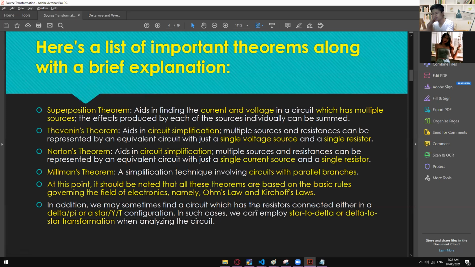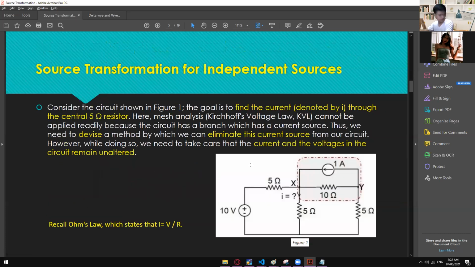Sometimes they also call this one a star to delta or delta to star. So either of those two. Those two namings are just the same. All right. So here's now the topic for the source transformation for independent sources. Take note, the one that we're dealing with for now is independent sources.